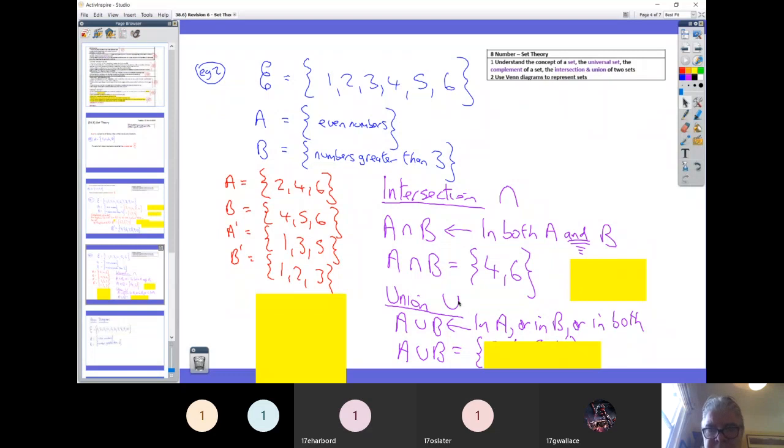Now, union is different. That means that you're either in A, or you're in B, or you could be in both. So it's a much bigger set. It's all the ones that are in A, so that's 2, 4, and 6, but also those that are in B as well. Well, we've already got the 4 and the 6, so that's also going to bring into play the 5. So A union B is 2, 4, 5, and 6.